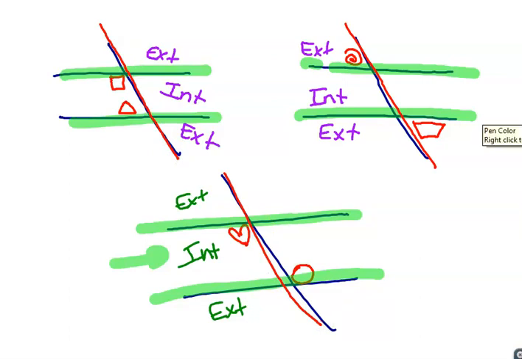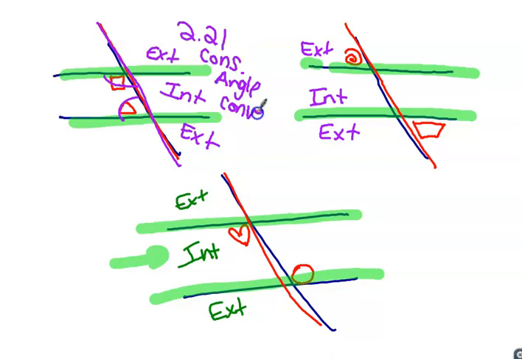These are on the same side of this line, so this is called the consecutive interior angle converse, 2.21. If these two add up to 180, therefore you could prove it by the consecutive interior angle converse. I'd have to say angle square plus angle triangle equals 180.